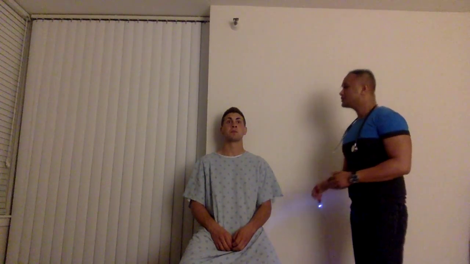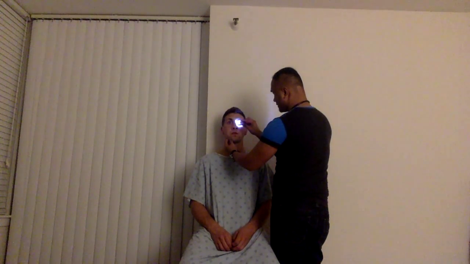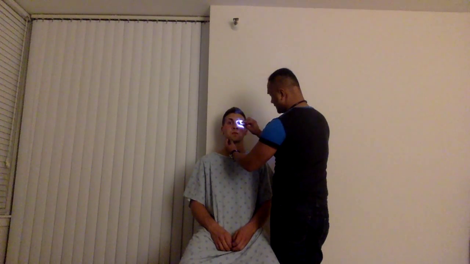After the sclera and conjunctiva, you want to assess the pupils. You check if they are equal, round, reactive to light and accommodation. To be able to do that, you want to have a penlight. You want to shine it on the pupil of the right eye. You would see that the pupil will constrict and dilate.